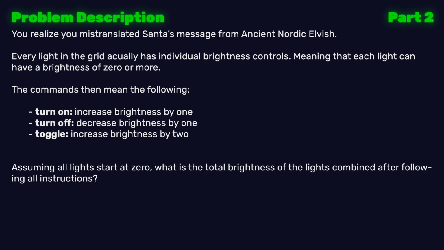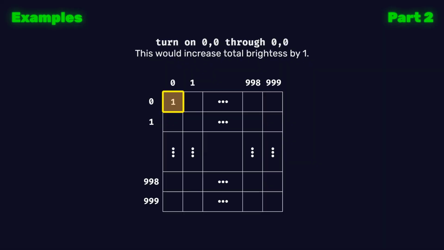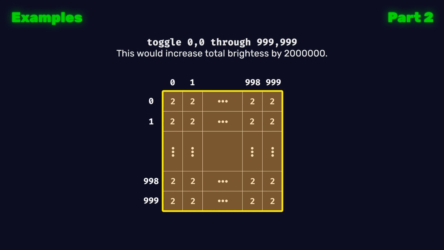Assuming that all lights start at 0, what is the total brightness of all the lights combined after following Santa's instructions? Again, I have a couple of examples for you. In this first example, we turn on the very first grid cell. Assuming that this was the first command in the list of instructions, then the brightness of the cell, and thereby the entire grid, would increase by 1. The second example touches all cells and toggles the brightness, which means that every light gets 2 additional brightness. Given that there are 1,000,000 grid cells, the total brightness increases by a whopping 2,000,000 in one instruction.